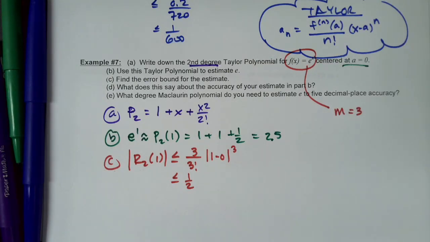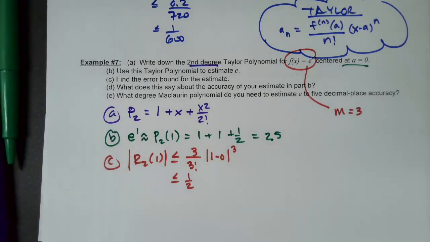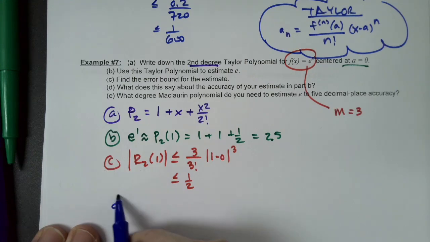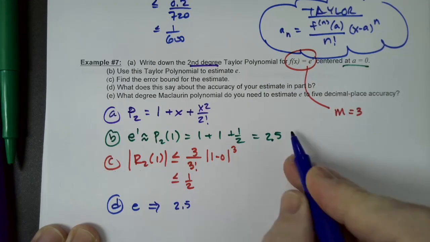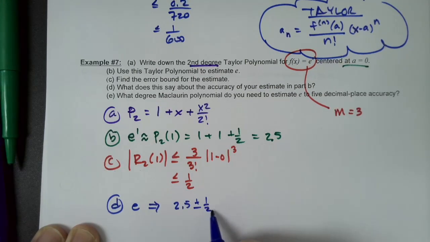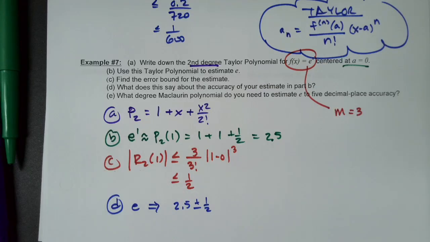Okay, so the most this can be off is 1/2, which means we can absolutely guarantee you that e is going to be between 2.5 plus or minus 1/2. It's going to be between 2 and 3, which of course we know it is.